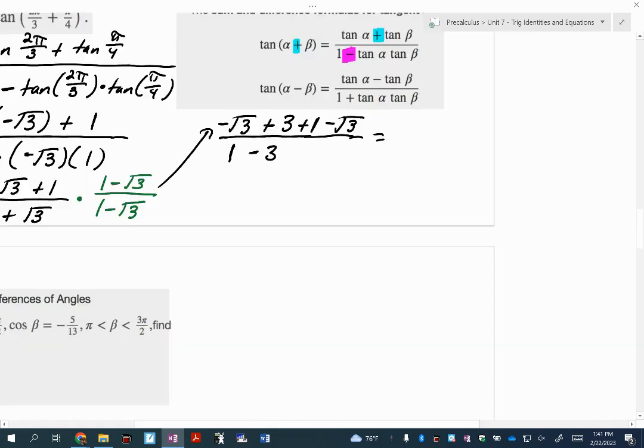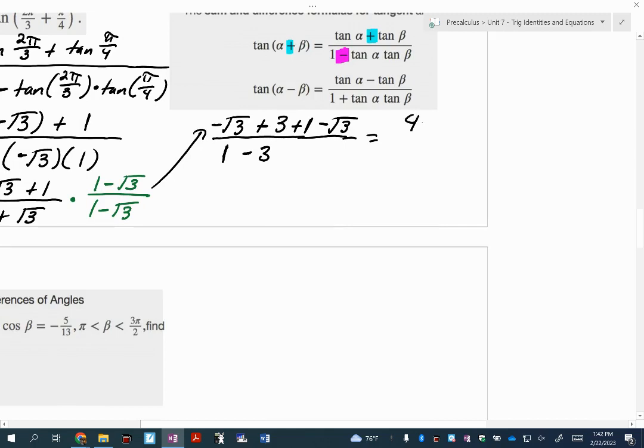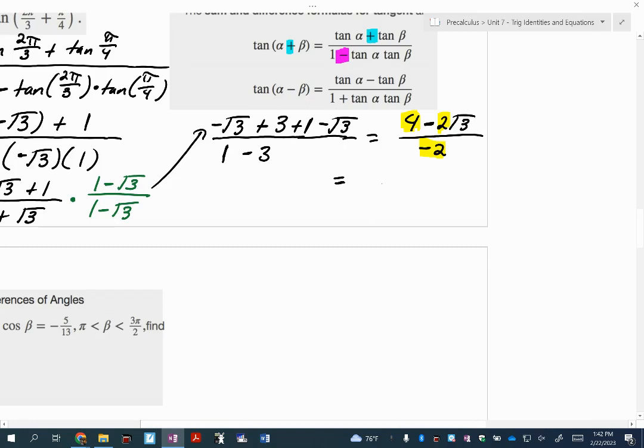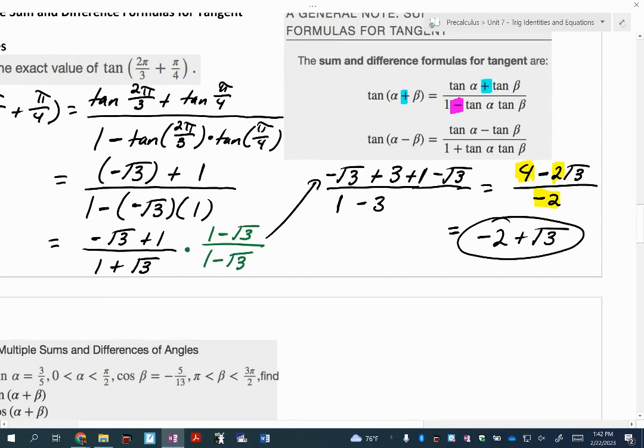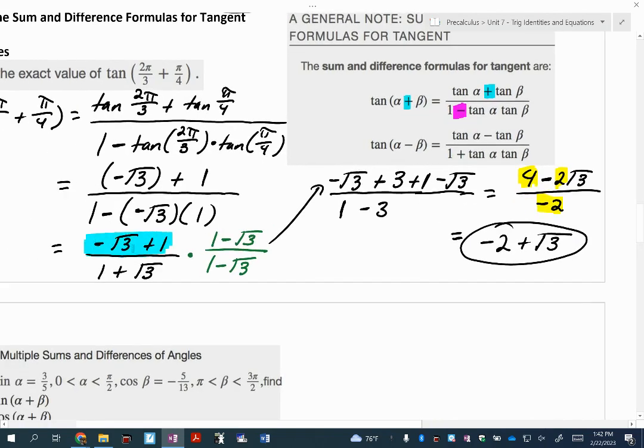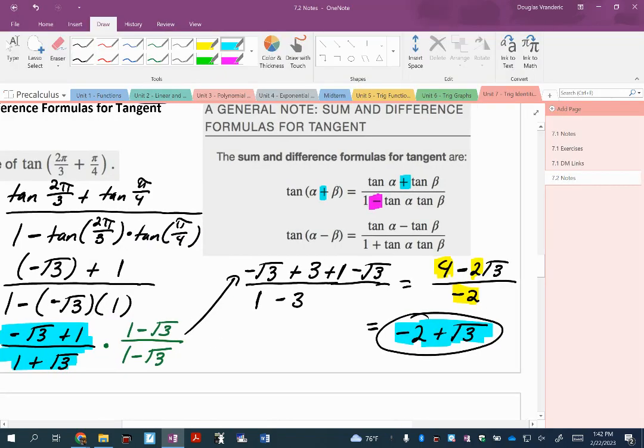So if I keep going, that's going to be 4 minus 2 times the square root of 3 over negative 2. Again, you could leave it here, or if you notice, these three numbers can all be divided by negative 2. Then my answer is going to be negative 2 plus the square root of 3 over 1. So that is it. And again, I don't want you to be concerned if that was confusing, because at the end of the day, I said this is fine for the answer, which is the same thing as this. Okay, let's keep going.